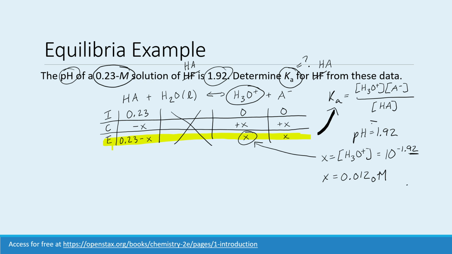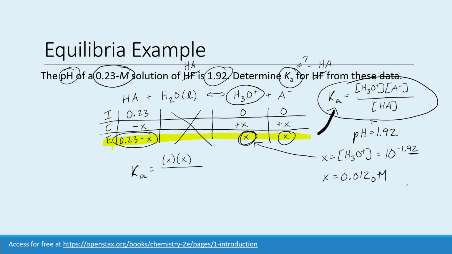So now that I know the value of X, I can plug it into my Ka expression, using the fact that the hydronium ion is X, the weak base is also X, and HA is 0.23 minus X. And so Ka equals X times X for your two products divided by 0.23 minus X.